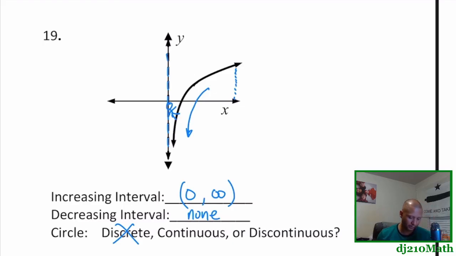Is it discrete? No, there's no just dots. Is it continuous? Well, yeah, there's just one piece. It's definitely continuous. Is it discontinuous? Or is there more than one piece? No, there's only one piece. This has to be continuous. Has to be.